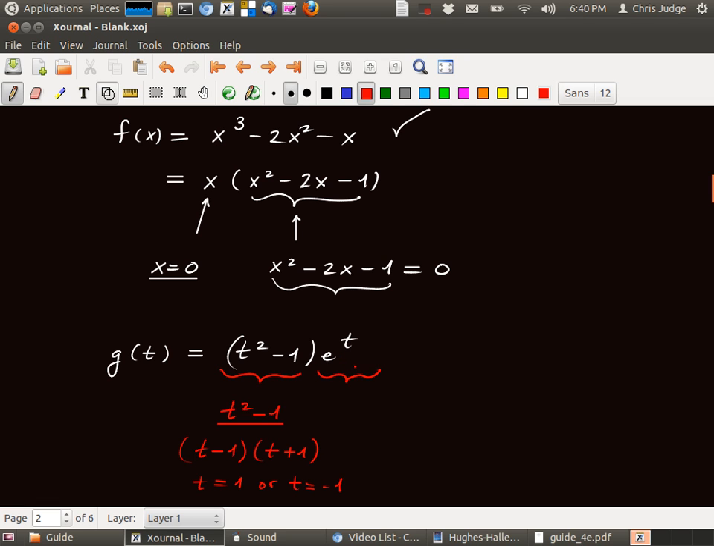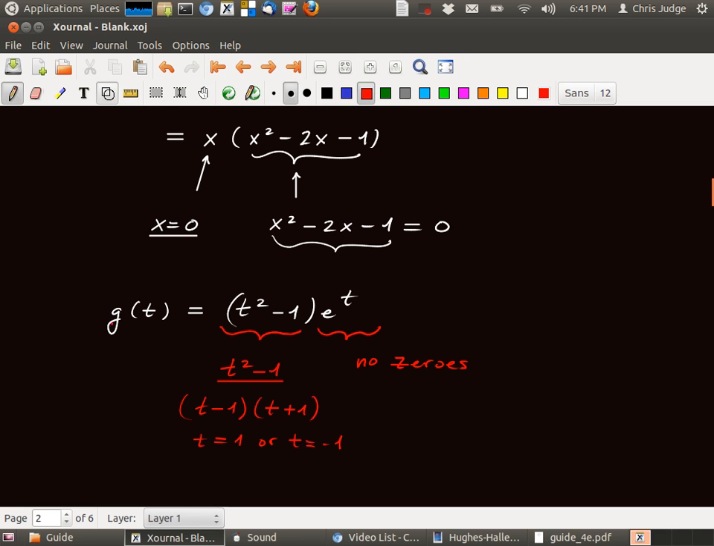When is e to the t 0? Well, in fact, e to the t is never 0 because e is a positive number, and if you take a positive number to any power, it's always going to be positive. So no zeros for e to the t. Well, that's fine. In sum, the contributions of the zeros to g of t just come from t squared minus 1. So the zeros of g of t are t equals 1 and t equals minus 1. Those are the only zeros. Nothing comes from e to the t.